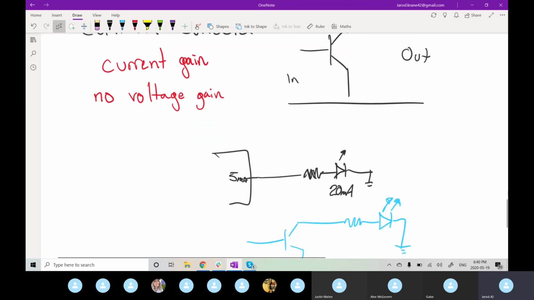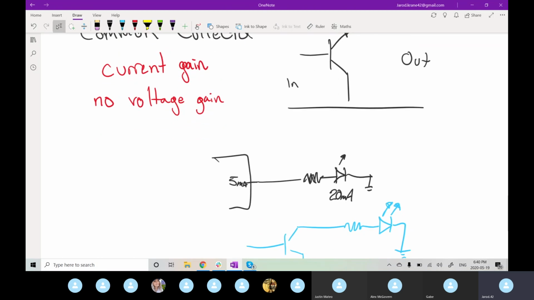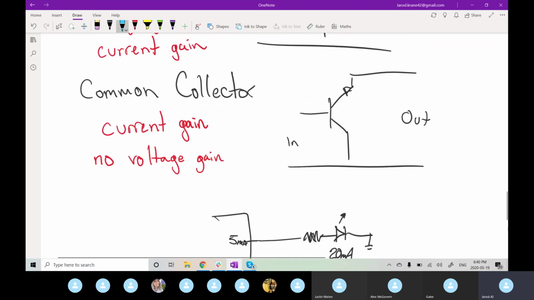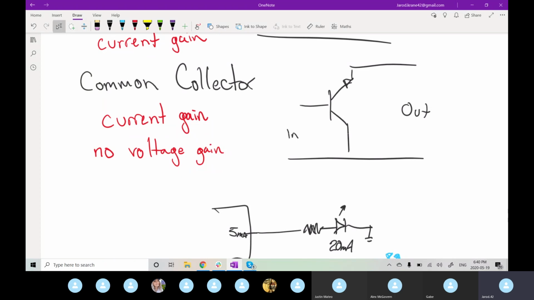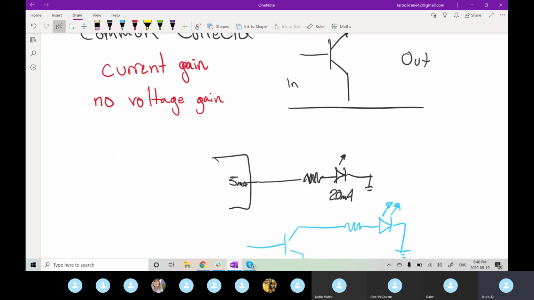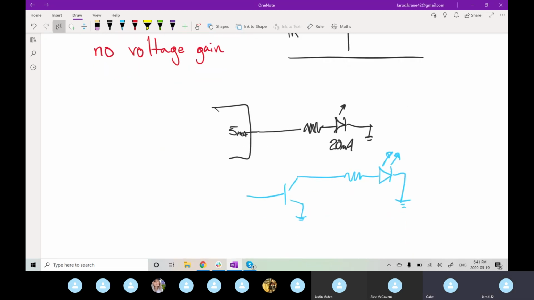So you'll see that commonly. The common collector configuration can be used for boosting your current output while holding steady, because again, say this is a 3v3, which is sufficient to turn on the LED. We don't need to change that. We don't need to increase the voltage, but we just want to be able to increase that current.